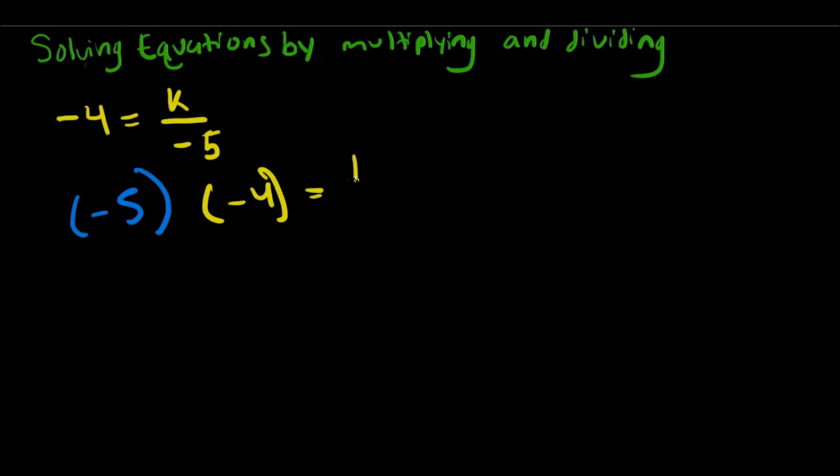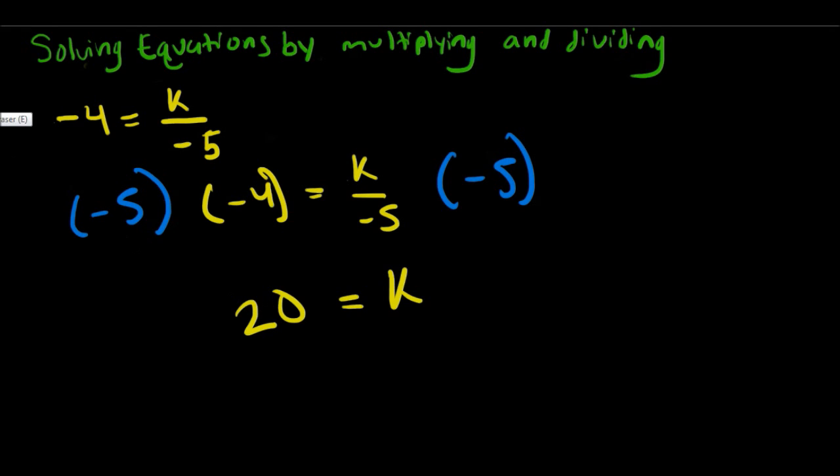The reason we multiply the k divided by negative 5 by negative 5 is that when we multiply it by negative 5, we are able to cancel out the two negative 5's on the right side. So k is then left by itself. So now you have k equals negative 5 times negative 4, which is 20.